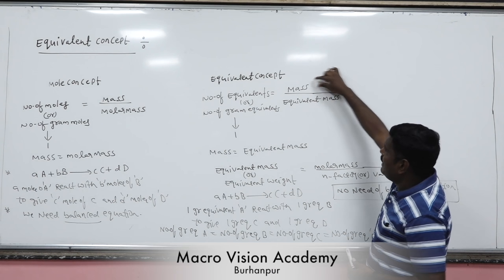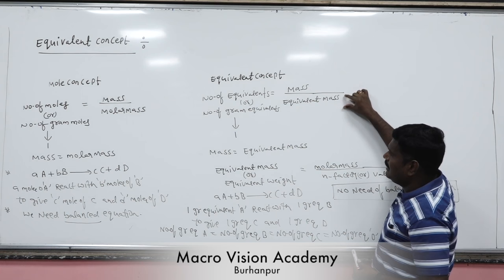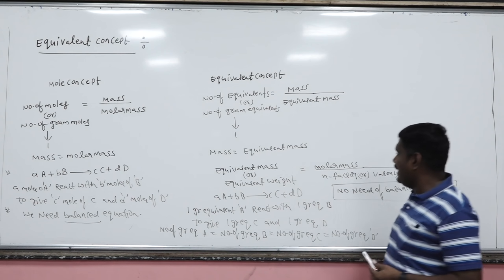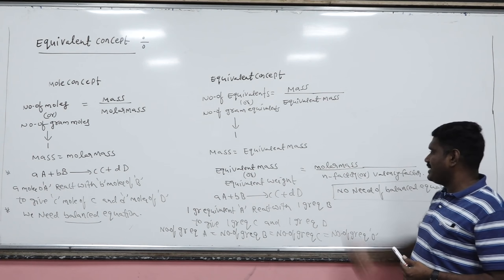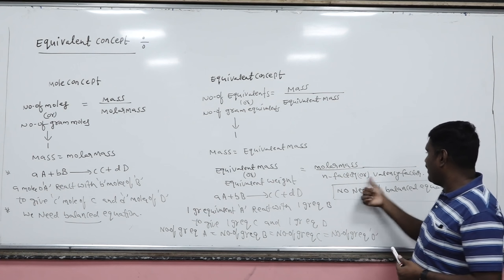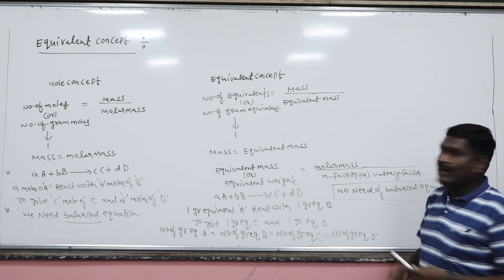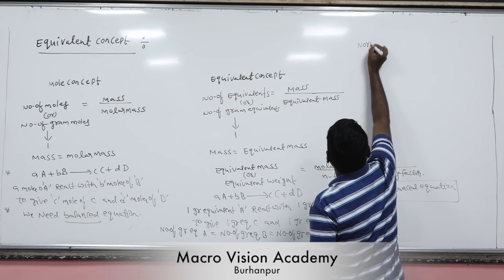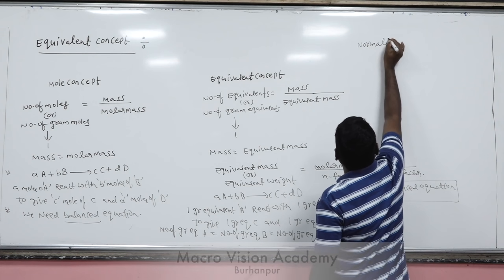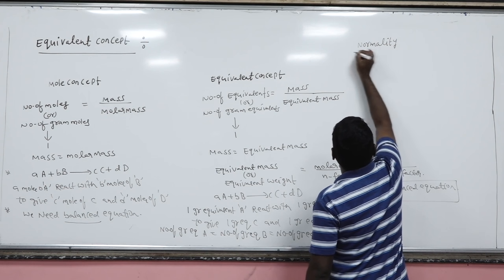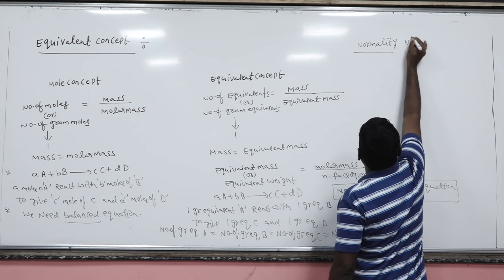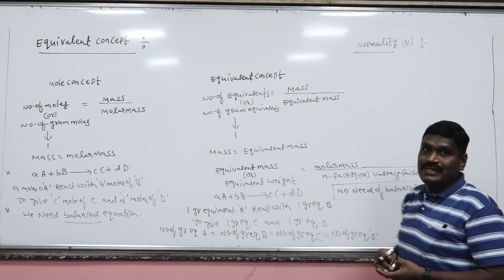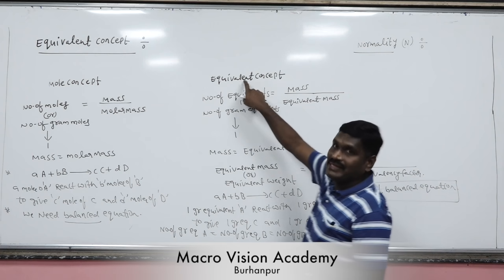In this equivalent concept, the number of equivalents is given mass divided by equivalent mass. Now, how to calculate equivalent mass or equivalent weight? Molar mass of the substance divided by n factor or valency factor. Let's suppose I have to calculate the normality of a solution. It is a conservation term which involves the equivalent concept.